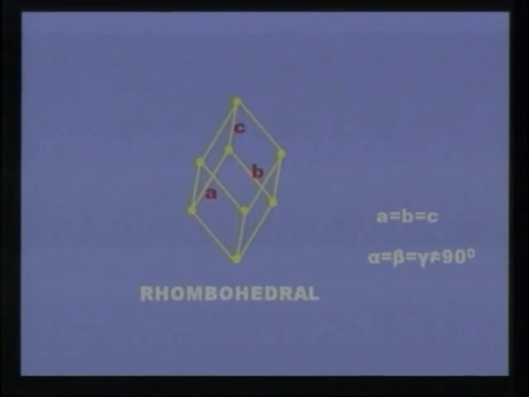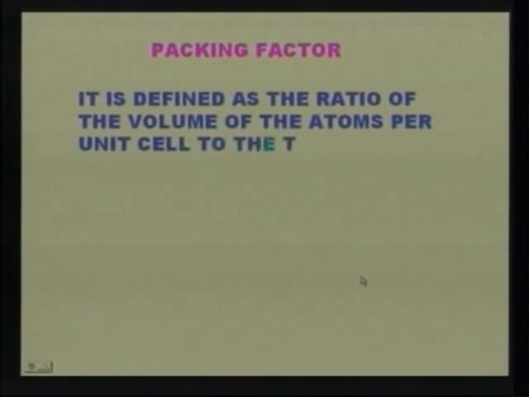Now you see another type, the rhombohedral type lattice. Here you can see the structure looks like a rhombus, that's why it is called rhombohedral lattice. Here the sides of the rhombohedral are equal, that is A is equal to B, B is equal to C, and the angles alpha is equal to beta, beta is equal to gamma, but which are not equal to 90 degrees.